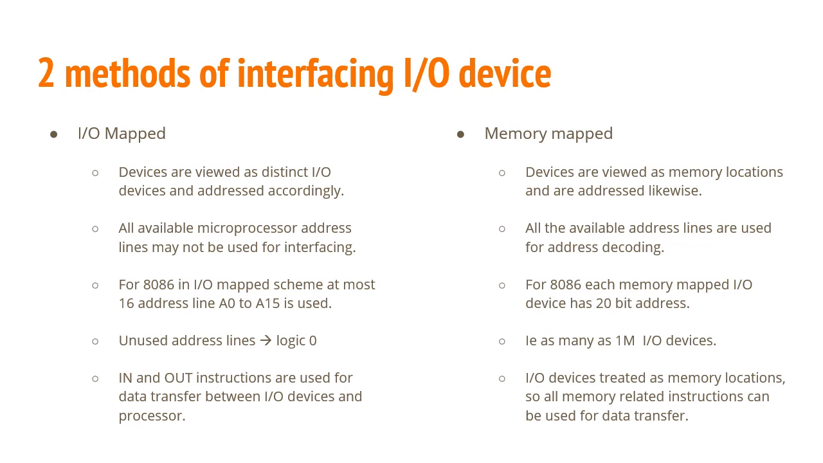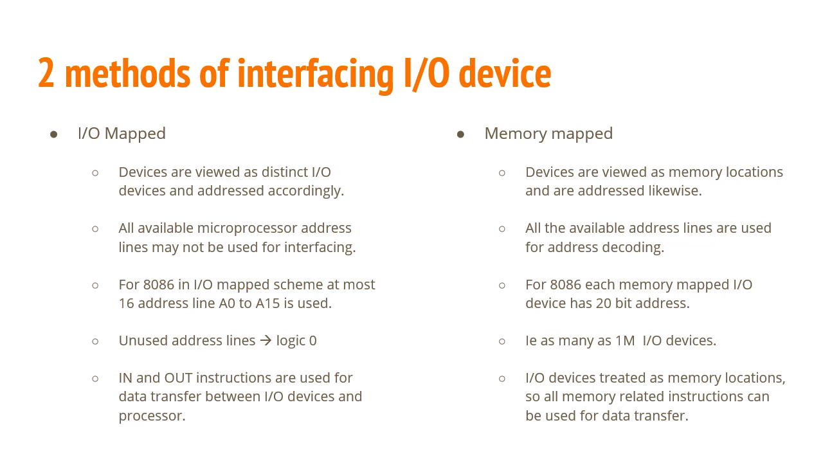Because all the 20-bit address lines are used in the case of memory mapped I/O, there can be as many as 1M I/O devices in the case of memory mapped I/O. The IN and the OUT instructions are used for data transfer between I/O devices and the processor in the case of the I/O mapped scheme.